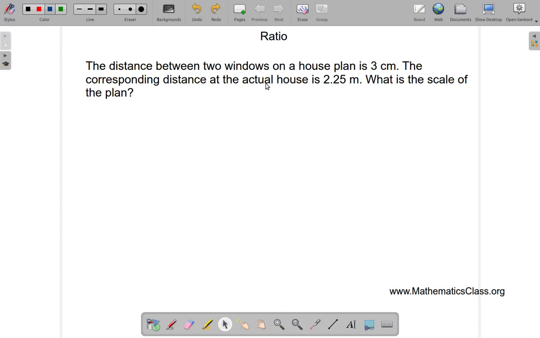Let's look at another example of a ratio question. This one says the distance between two windows on a house plan is 3 centimeters. Okay, so that plan is a drawing on paper and you measure that distance to be 3 centimeters. Let's continue. The corresponding distance at the actual house is 2.25 meters. What is the scale of the plan?